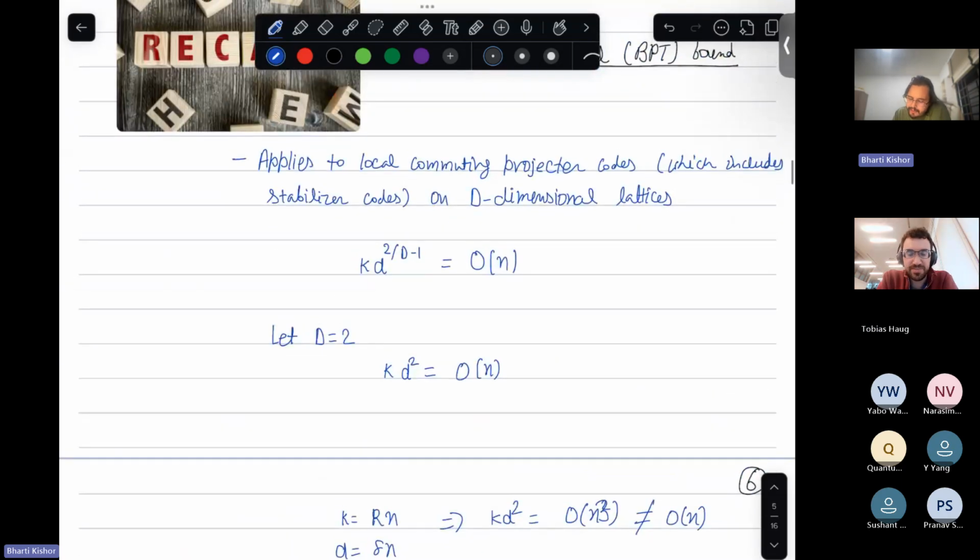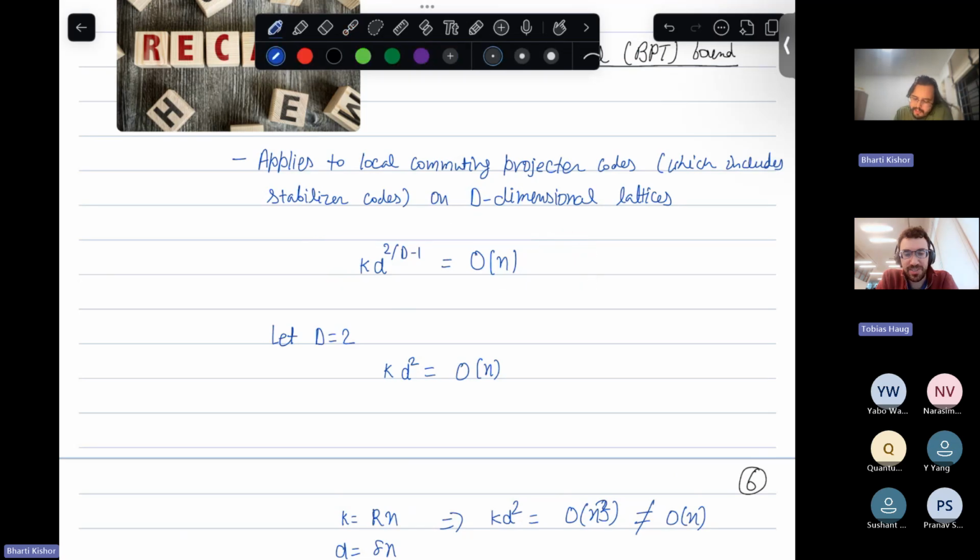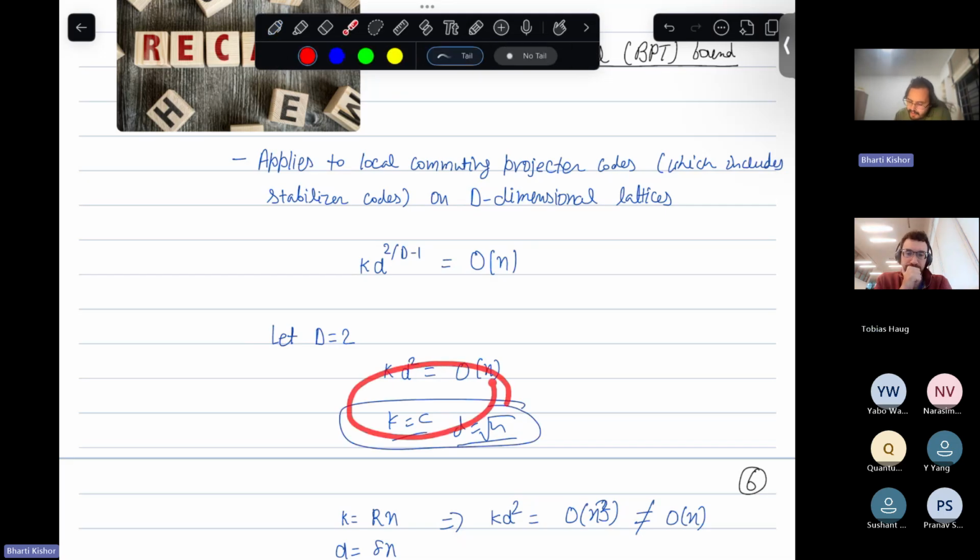So you want this one, right? Yeah, the toric code, for example, very much satisfies it. Let's say k equal to a constant and d equal to square root of n. That will satisfy this one. But maybe you want a higher d. Maybe higher variants of the toric code. I think it should be known.